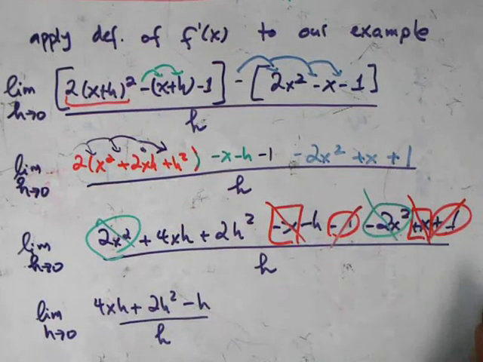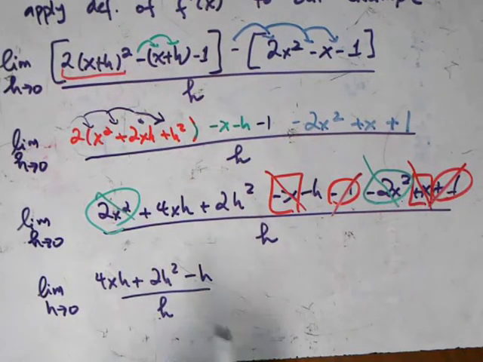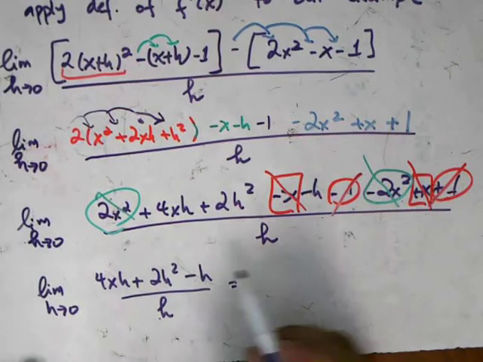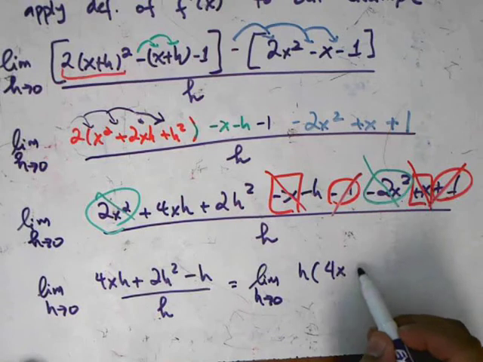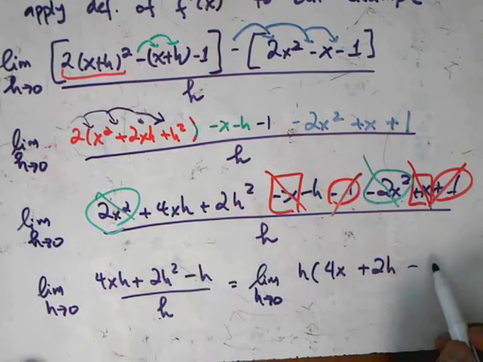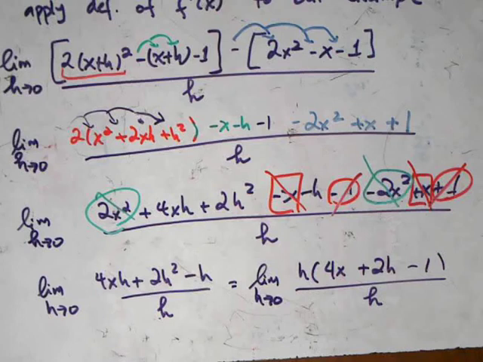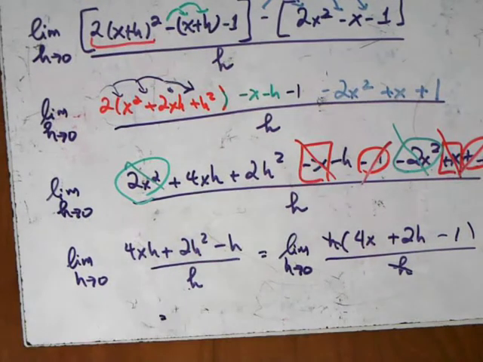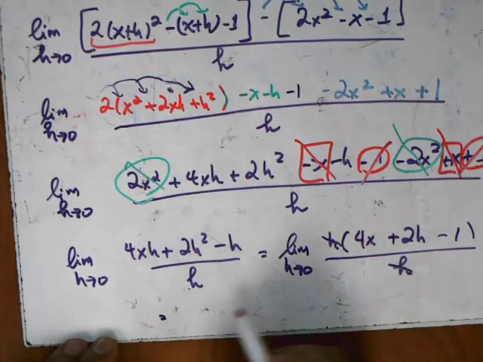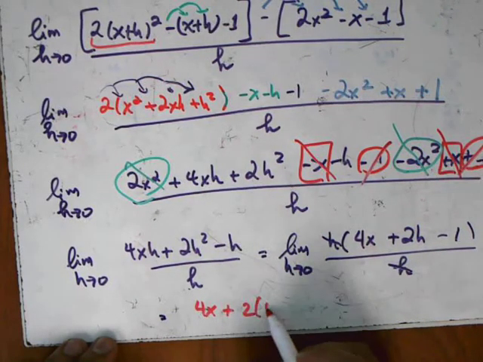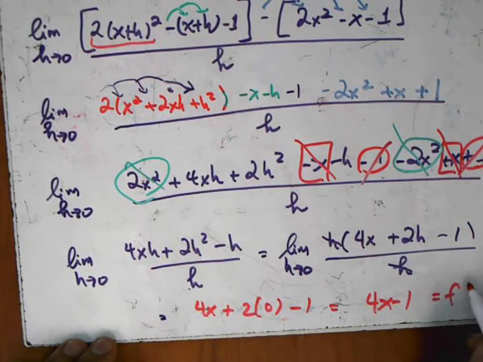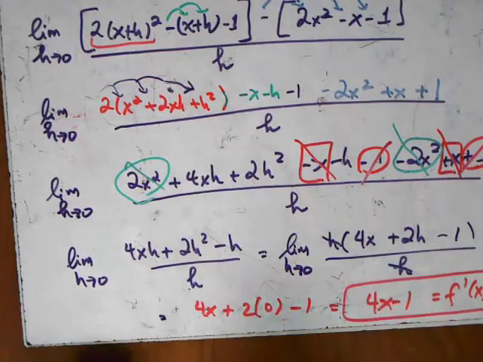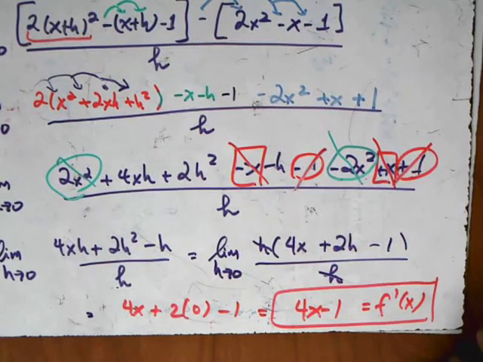it over h. Now again, we still can't make this direct substitution yet, so we'll just factor out an h. So this is the limit as h approaches 0 of h times 4x plus 2h minus 1. All of this over h. So these h's cancel. And now we can make the direct substitution. I'll use a different color here just to mix it up a little bit. So this is 4x plus 2 times 0 minus 1, which is 4x minus 1, which is equal to f prime of x. Whew. So there you have it.